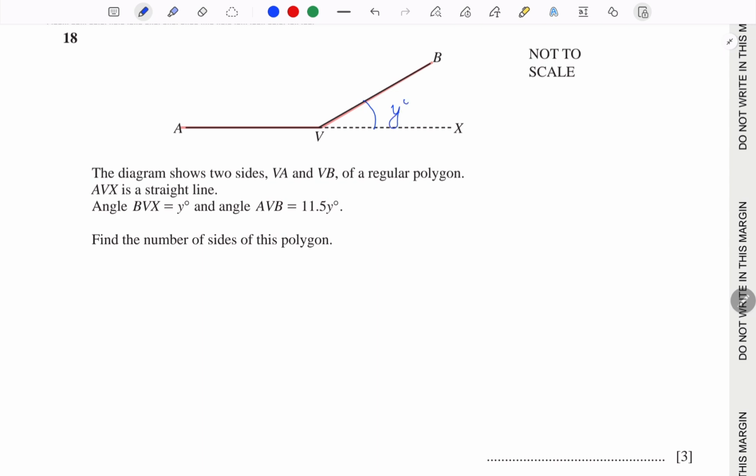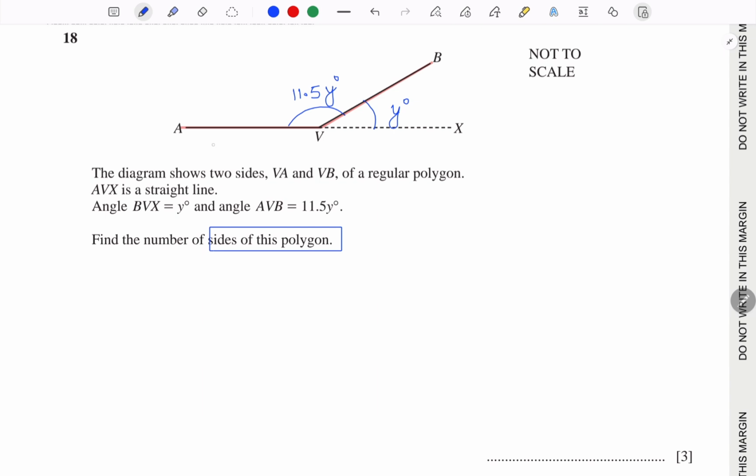This angle AVB is 11.5 y degrees. We need to find the number of sides of this polygon. Let's see how we can do this.